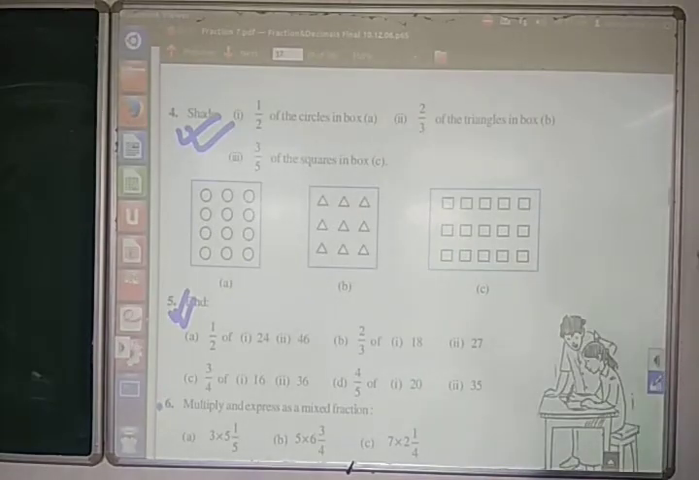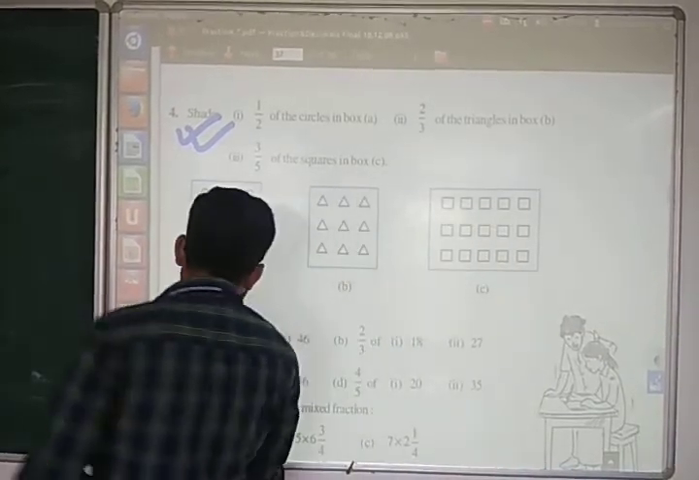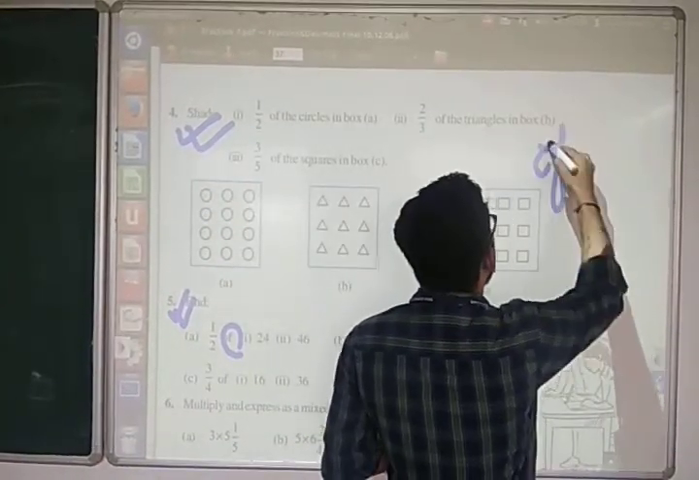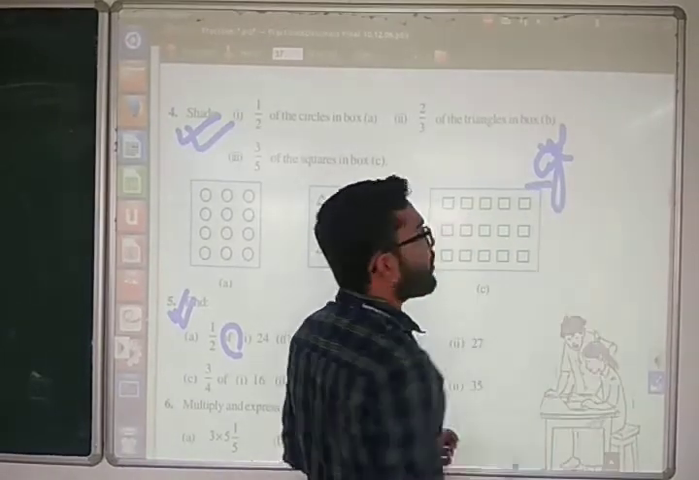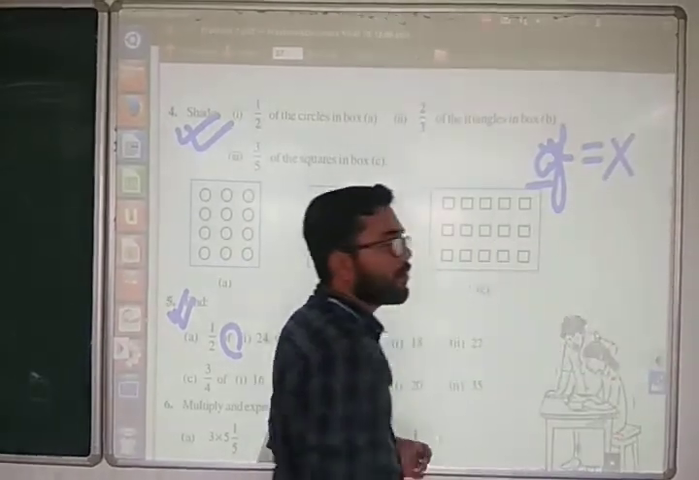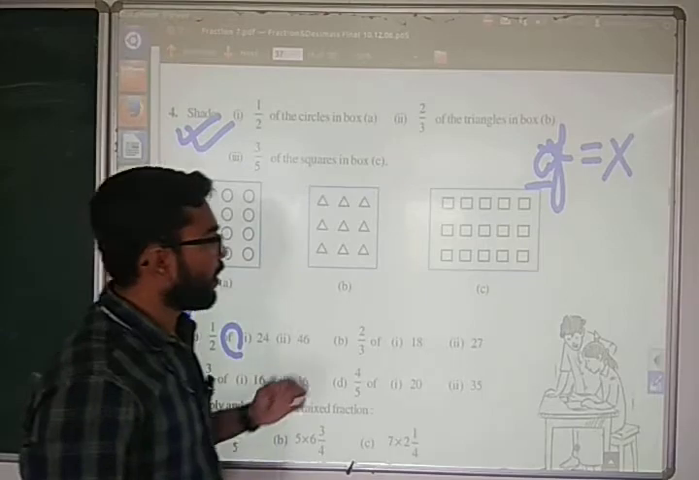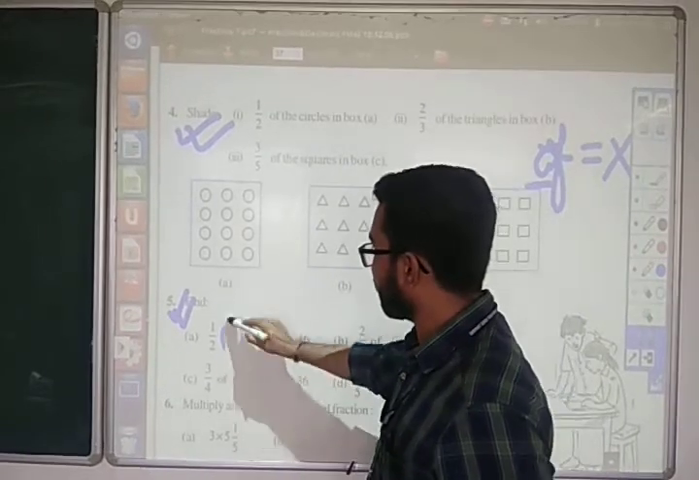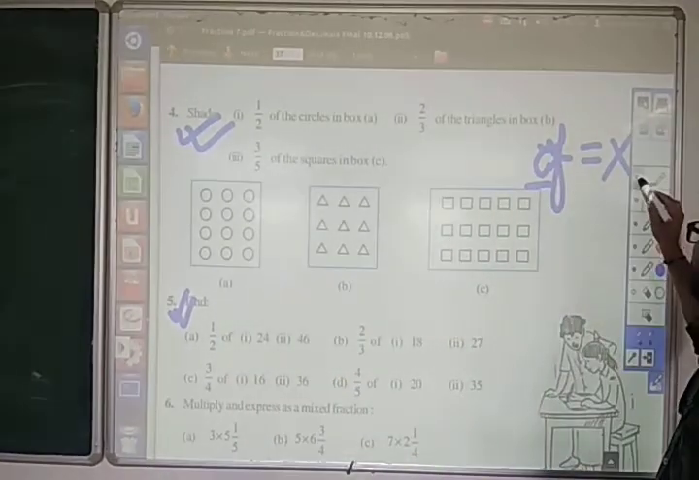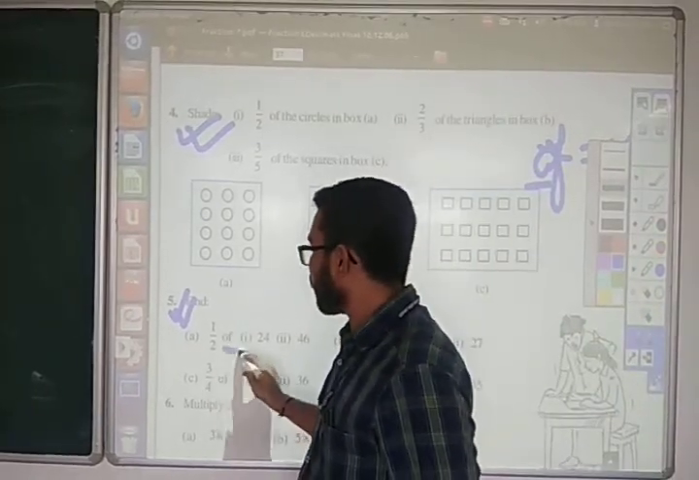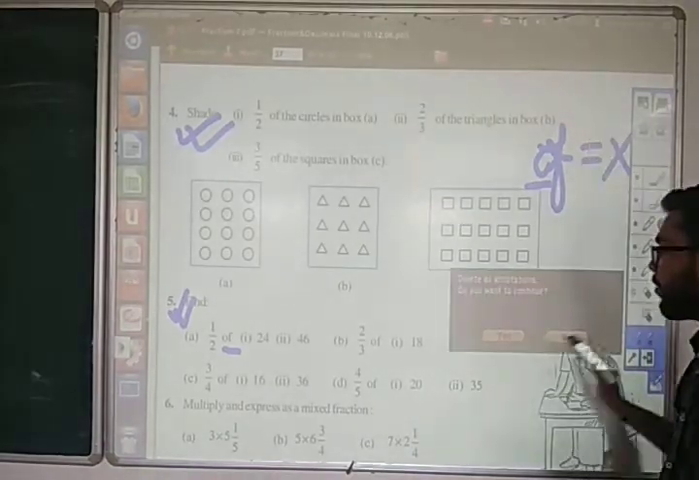In previous classes, you were very much aware of the term "of". In mathematics, "of" represents multiplication. So we are going to discuss how we will multiply a fraction when "of" is given, a fraction which is connected with the term "of". You all know that "of" means multiplication.